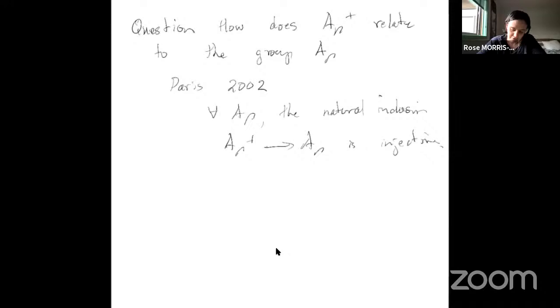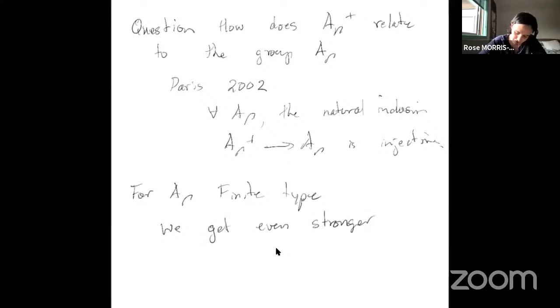So now we're only 10 minutes in, and we're already going to leave the realm of general Artin groups and restrict to finite type for just a second. So for A gamma finite type, we get some even stronger properties, which I will detail for you in a moment, for this monoid. And this gives us what's called a Garside structure.